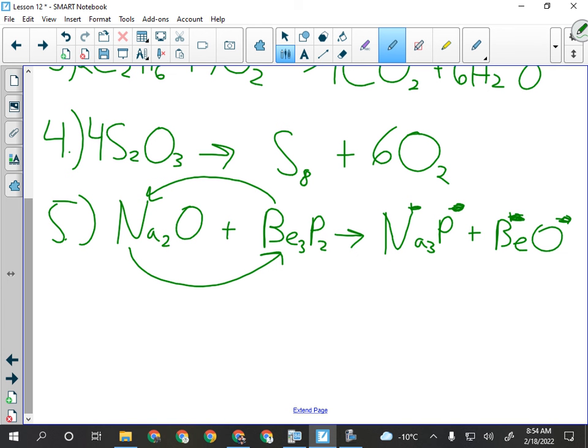Okay, so I'm going to start with beryllium. I mean, this might work if I started with sodium, but it's always a good bet to start with the bigger charge. So beryllium's a 3 on this side, so I'm going to go over here and make sure that there's a 3 over here. All right, when I do that, that gives me 3 oxygens. So I need to go over here and make sure that there are 3 oxygens. All right, when I do that, that gives me 6 sodium. So I need to go back over here and make sure that I have 6 sodium, and when I do that, it gives me the right number of phosphorus for the rest of the reaction.